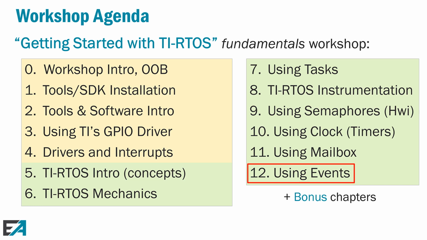Events are basically ways to signal different threads that part A happened, part B happened, and part C happened, and you can actually unblock a task based upon a logical combination of those things happening in the system. Quite cool. So we'll eventually get to that topic.